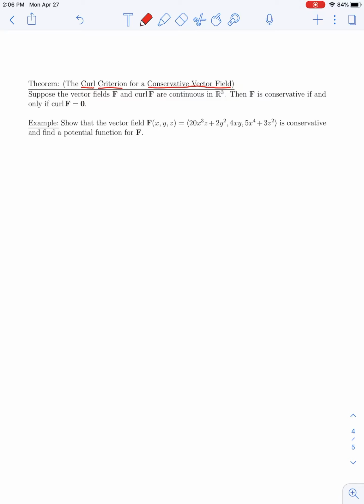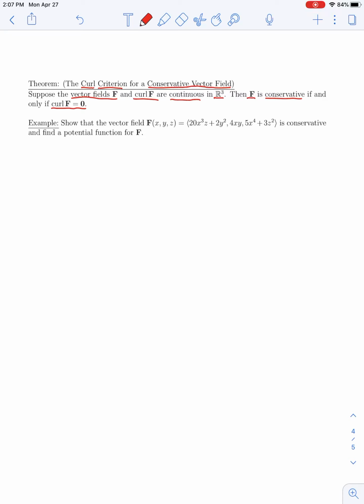So here's what this result says. It says if we have a vector field f, which is continuous in space, and its curl is also continuous in space, then that vector field f is conservative if and only if the curl of the field is equal to 0. That is, if we have an irrotational field for all points in space.